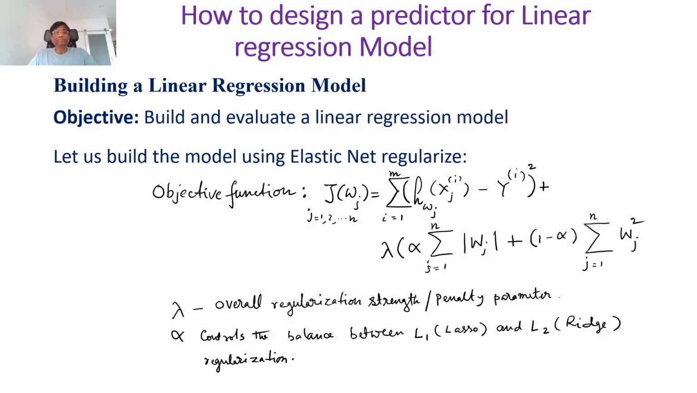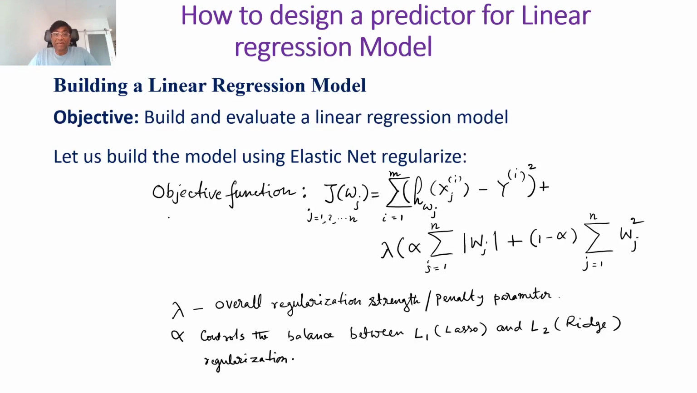Let us suppose that we decide to build the model using the elastic net regularizer. Again, in my earlier class, I talked about the L1 regularizer, L2 regularizer, that means lasso, ridge, and the elastic net regularizer, which is a combination of lasso and ridge. So if you don't remember, please listen to my earlier video before moving forward.